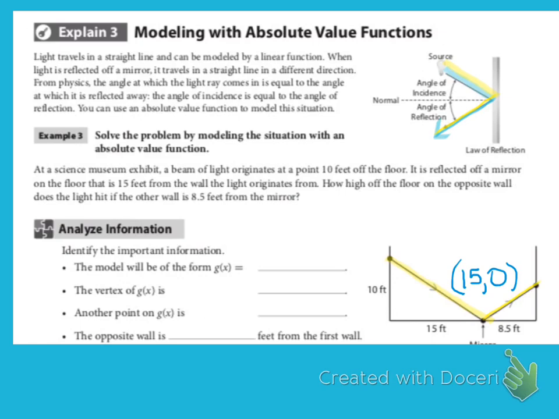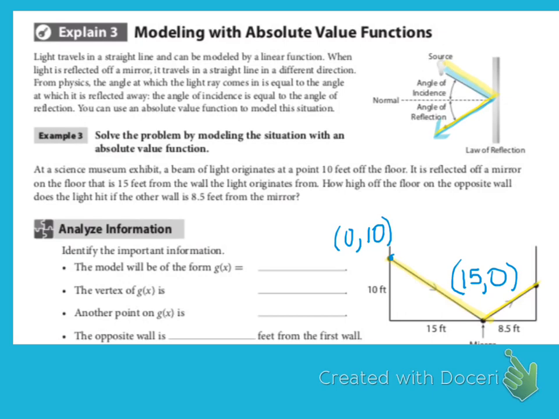Now, in order to write an equation, we also need to know another point. This other point we could use is the one at (0, 10), because at the start, it was 0 feet away from the wall, and it started 10 feet up on the wall. So we can use (0, 10), along with the vertex, to find out what the A or the B is, depending on whether we think this is a vertical compression or a horizontal stretch. I'm going to move on to another slide just to give myself room to work.